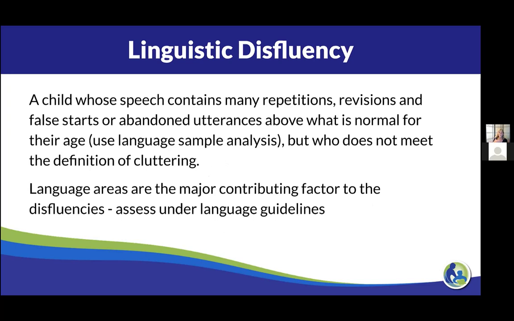The next one I'm not going to spend much time on, but if we think of the bell curve, there can be children who have many normal disfluencies. You do a language sample and they've got these abandoned utterances, many revisions, utterance formulation difficulties, and they don't meet the definition of cluttering because there's no fast rate or irregular rate involvement. So these are the kids where you would work with them and look at the language guidelines.